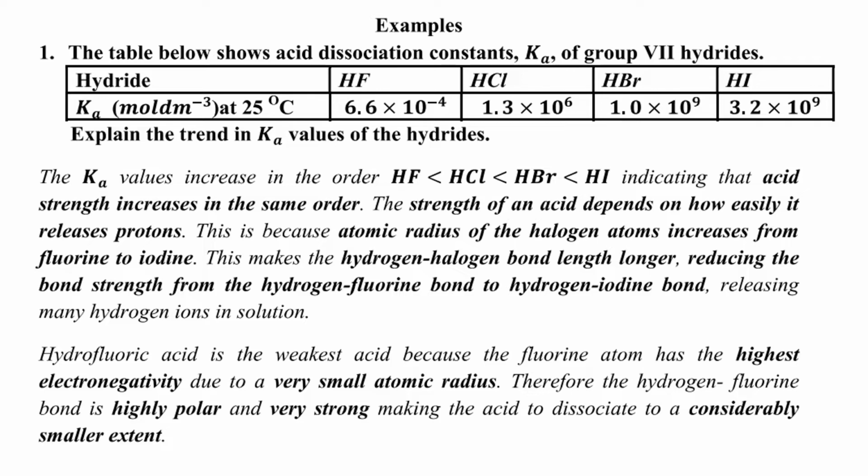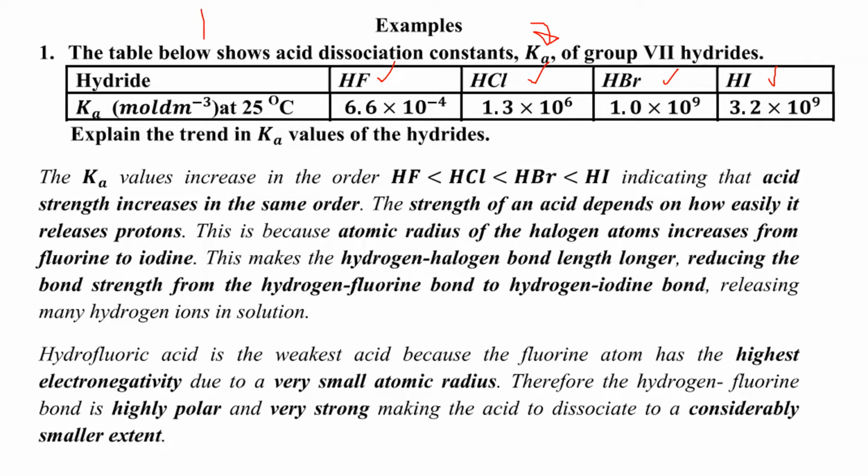Now if you look at the table below, it shows the acid dissociation constants, which is noted by Ka, K subscript A, of group 7 hydrides. Now if you look at the hydrides, we have hydrogen fluoride, hydrogen chloride, hydrogen bromide, and hydrogen iodide. And the ionization constants of an acid and a base are measured in moles per decimeter cubed. Now this is very important because in paper 1, we ask you for the units of the acid dissociation constant or the base dissociation constant.